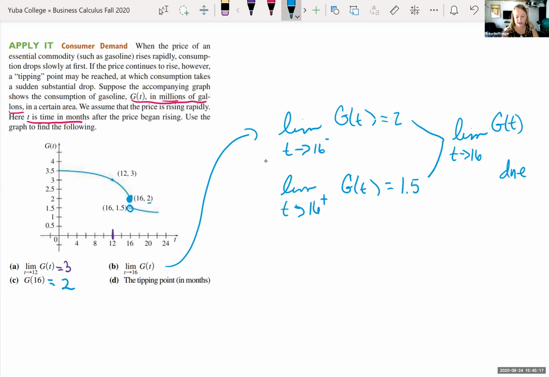And then the tipping point. So if you go back, it says, if the price continues to rise, however, a tipping point may be reached, at which the consumption takes a sudden substantial drop. So notice at t equals 16, there's a substantial drop in here from 2 to 1.5. And so our tipping point we can see is t equals 16. Let me pause.